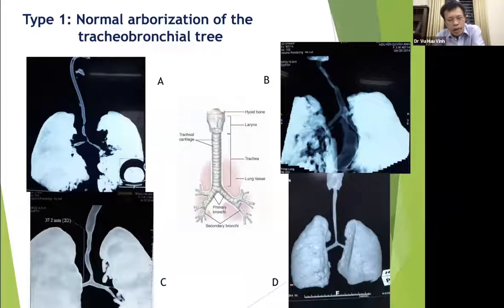So number A is the lower part of the trachea, with both bronchi stenotic, so it looks like a sausage. Number B is the upper part of the trachea. Number C is the lower part of the trachea. And number D is very long, almost the whole trachea is stenotic, associated with a stenotic left bronchus.